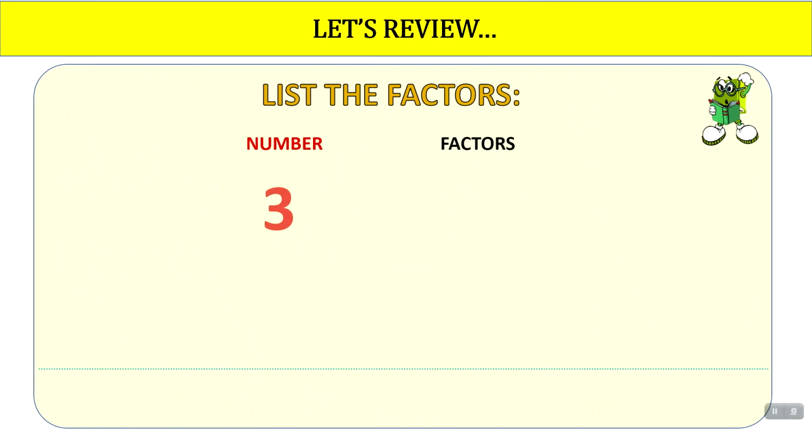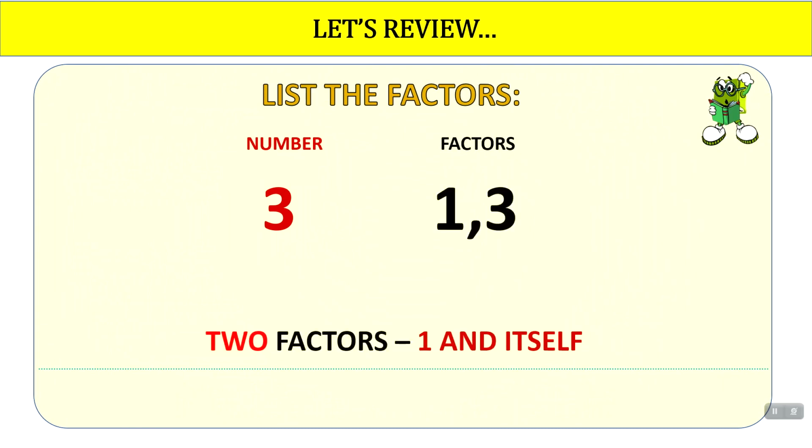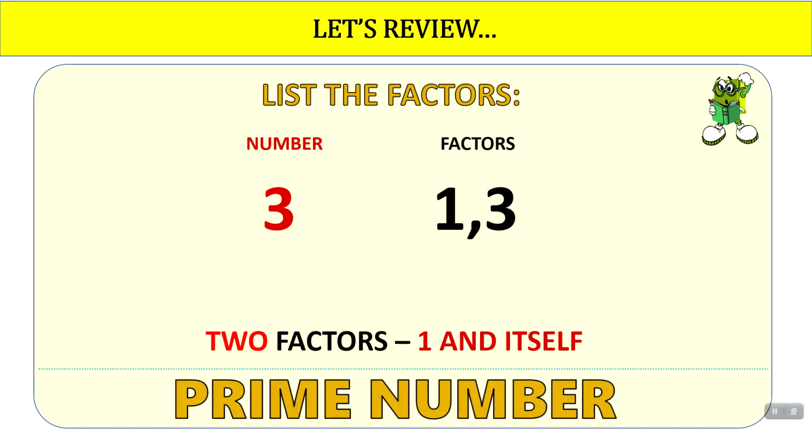Let's try the number 3. How do you get 3 through multiplication? 1 times 3 is 3. So the factors of 3 are 1 and 3. And again, this is two factors, 1 and itself, and that makes the number 3 a prime.